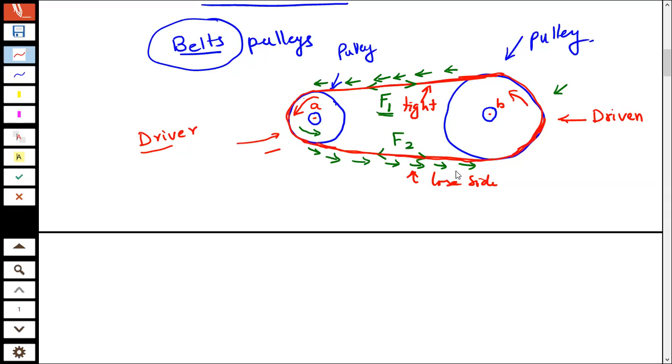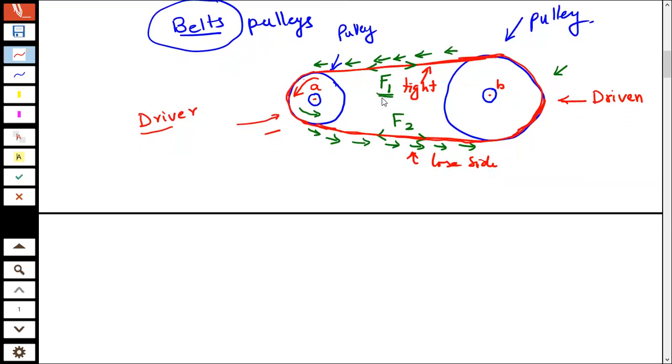Okay? Now, looking over here, what will happen is that when this becomes too tight, this pulley is going to start to rotate with this, right? So that is how power is transmitted with the help of belts and pulleys.